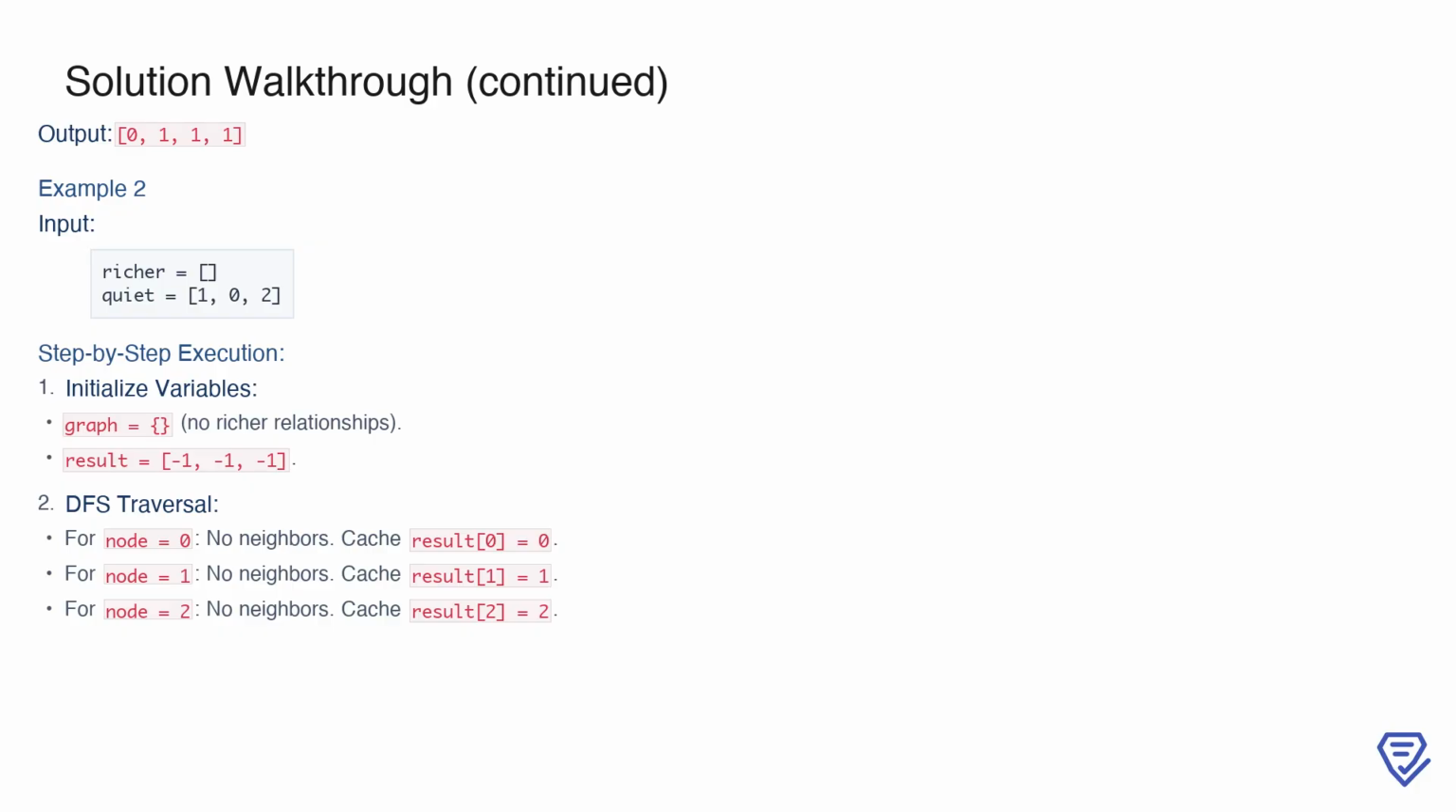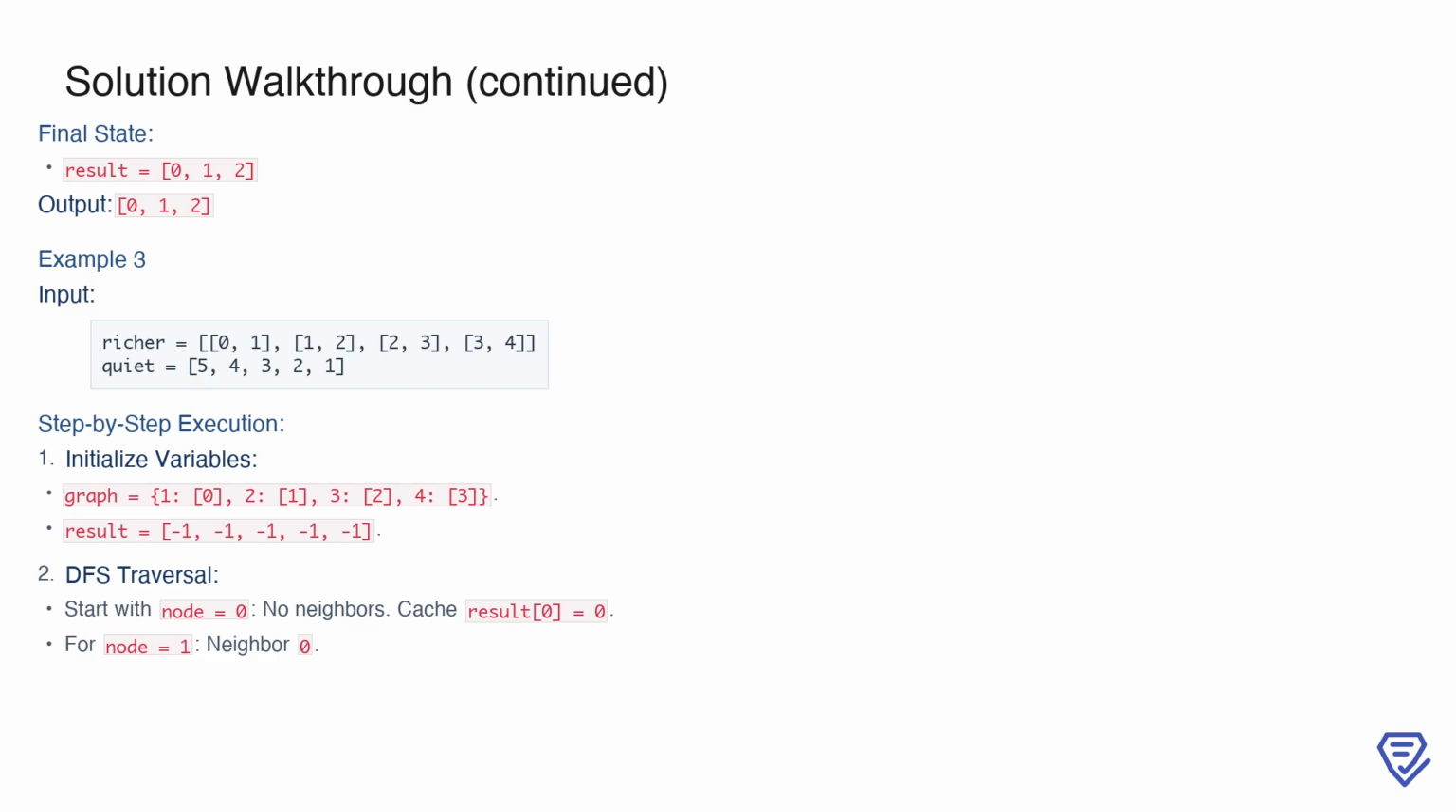Without any neighbors for any node, we proceed with the DFS traversal. For node equals 0, since it has no neighbors, we directly cache result 0 equals 0. Similarly, for node equals 1, we cache result 1 equals 1, and for node equals 2, we cache result 2 equals 2. Each node is its own quietest person. In this scenario, the final result becomes 0, 1, 2.